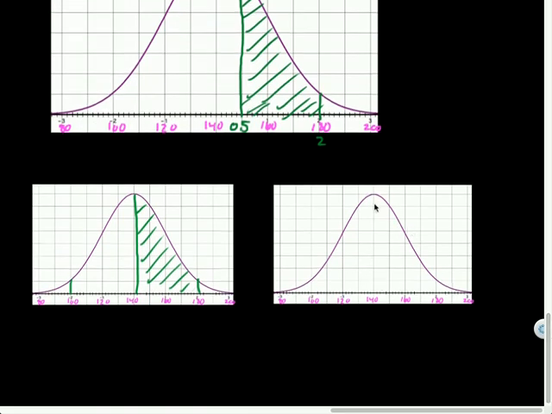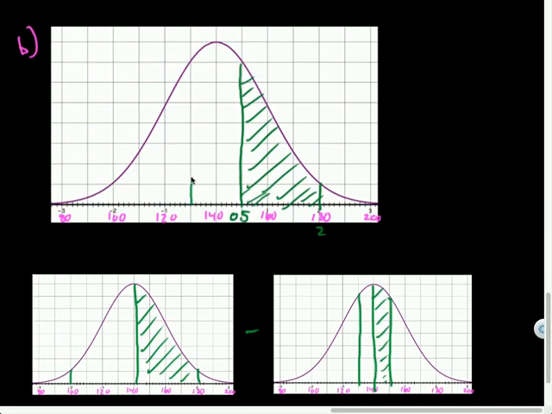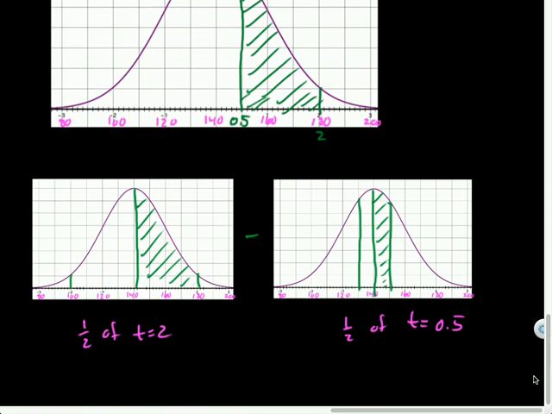Is that what you guys were thinking? Yeah, and then a half of this piece. So to describe this, this is half of t equals 2, and this is half of t equals 0.5. And what am I going to do? Am I going to add or subtract these? Subtract them, right? You guys agree? If it was 0.5 below that I was looking for, then I would have added those. But it wasn't. So that's if I did the t-value approach.